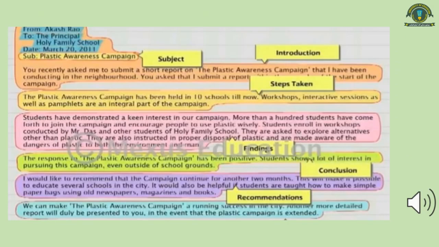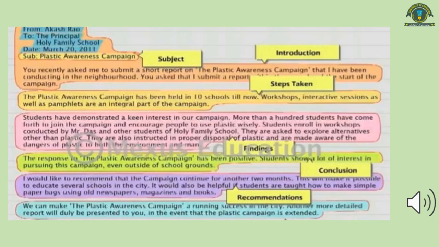Dear students, here you are looking at a sample report for your understanding. As you are looking at the report, it starts with the address and date at the top of the page, and then the subject is mentioned, that is plastic awareness campaign, and after that a brief introduction about the campaign, that is, what is the issue, what is the problem prevailing in that situation.